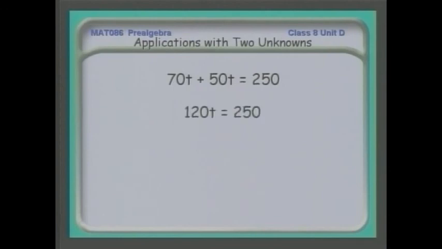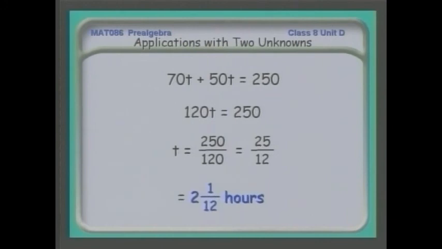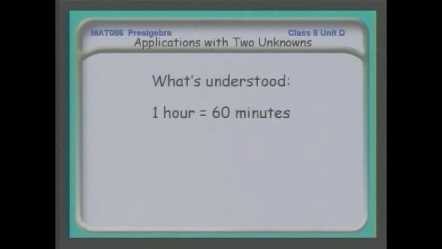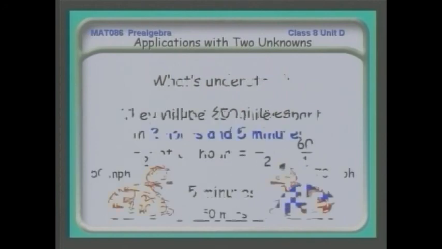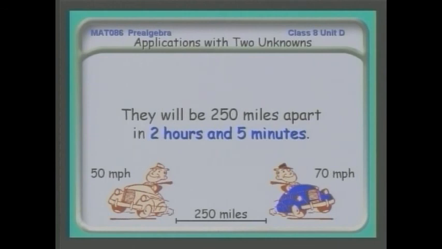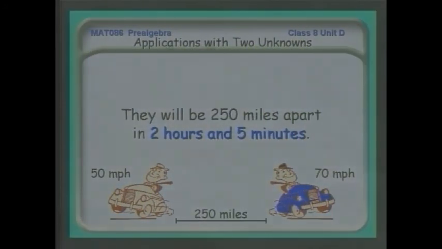Working this out, I have 120t is equal to 250. t then is equal to 250 over 120, and I try to simplify this, divide top and bottom, numerator and denominator, by 10, and get 25/12. I find that t is equal to 2 1/12 hours, I apologize. Now let's see, 1 hour is 60 minutes. What's a twelfth of an hour? It's 5 minutes. Therefore, to get 250 miles apart, those drivers have to go for 2 hours and 5 minutes.